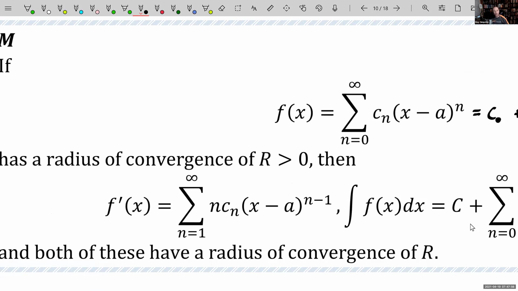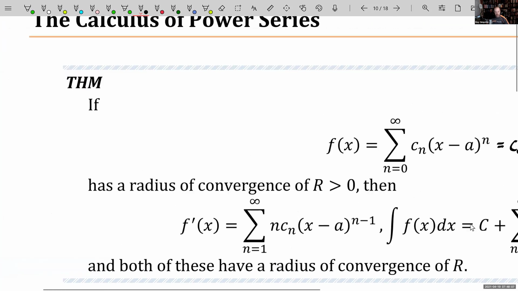Sometimes in differential equations, you don't have a constant term in your expansion, and so there's no need to re-index. All right. So that's the first part of the calculus of power series.